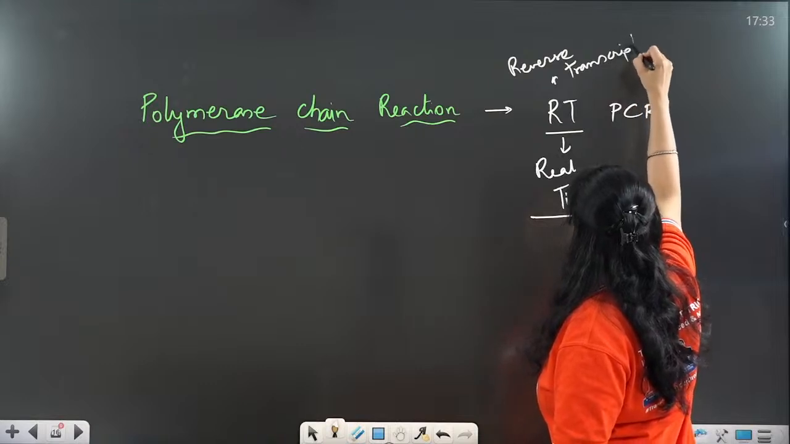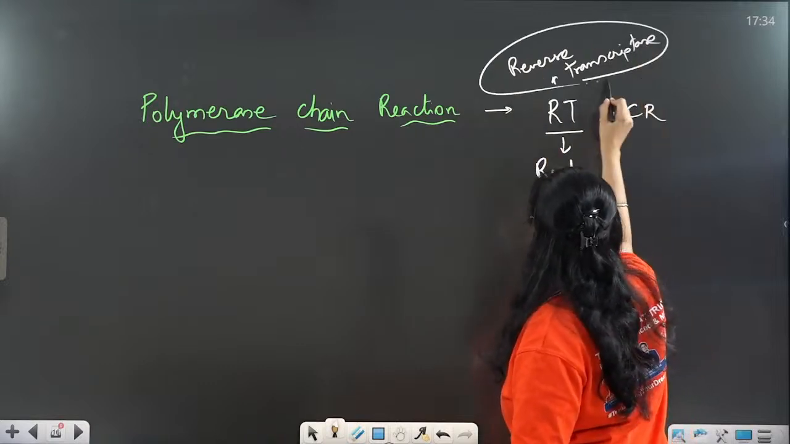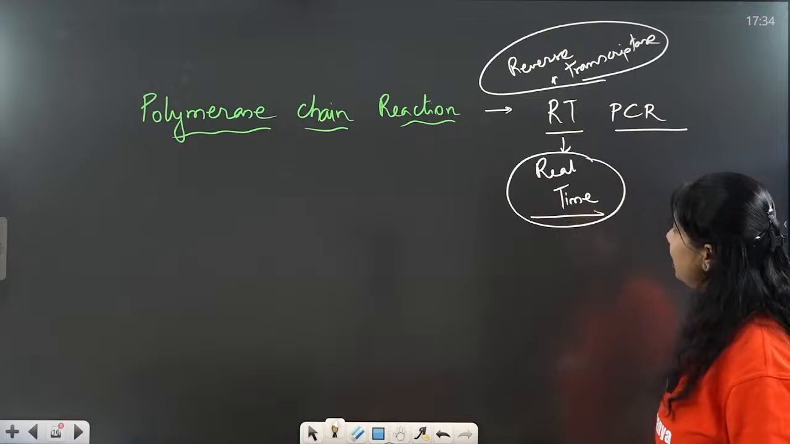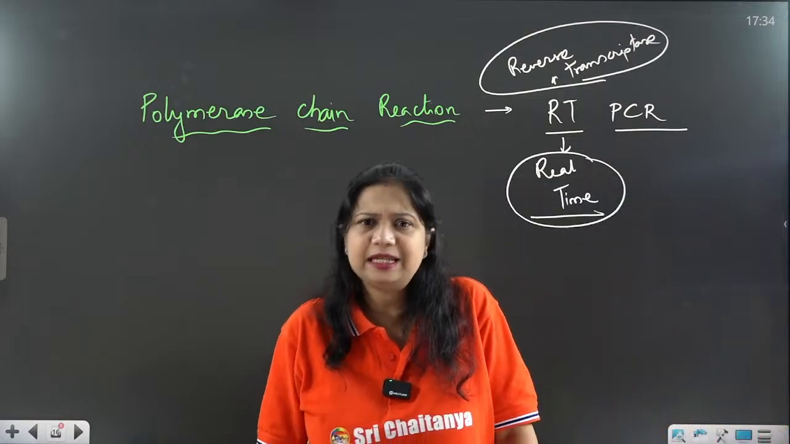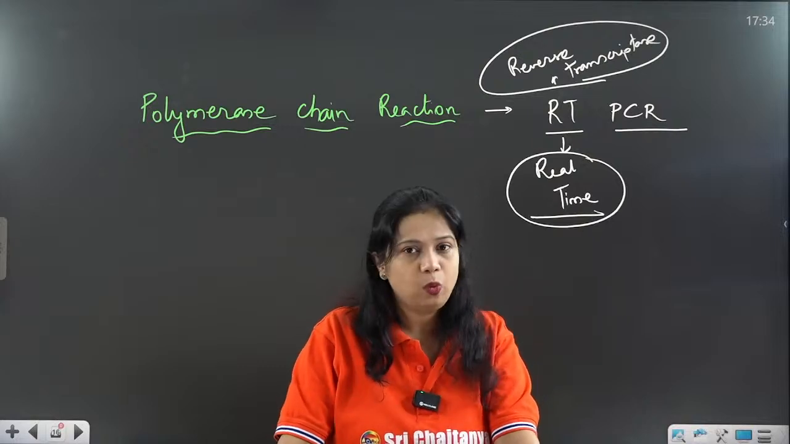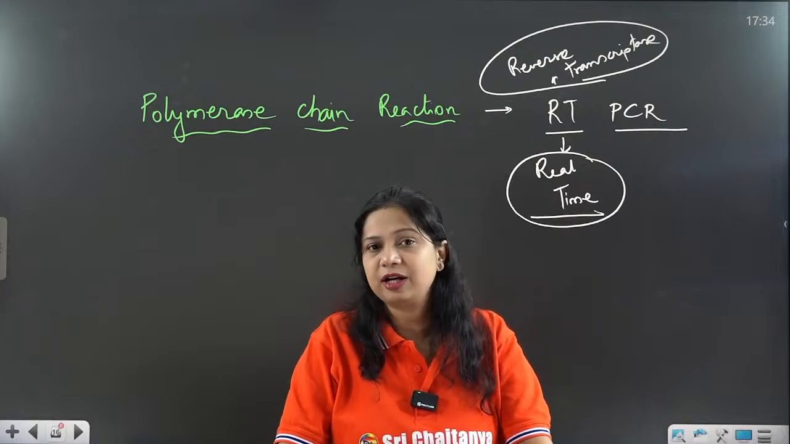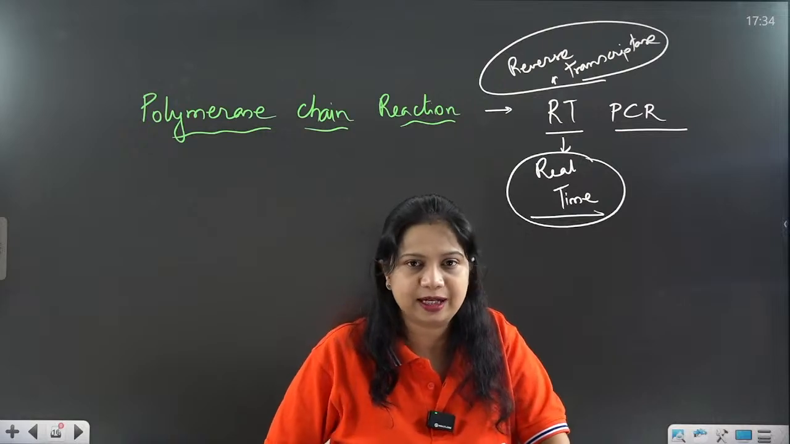There are different types of PCR. So first of all, we are coming to PCR. PCR stands for polymerase chain reaction. There is an enzyme, DNA polymerase, which can multiply a single strand of DNA multiple times.